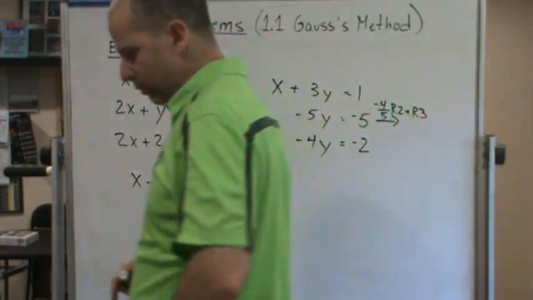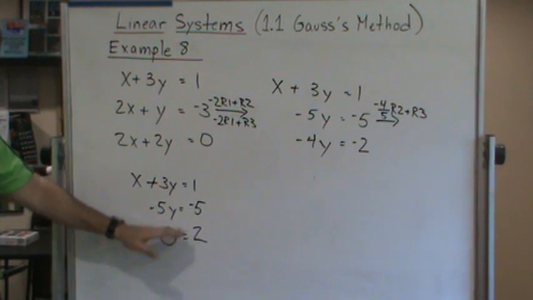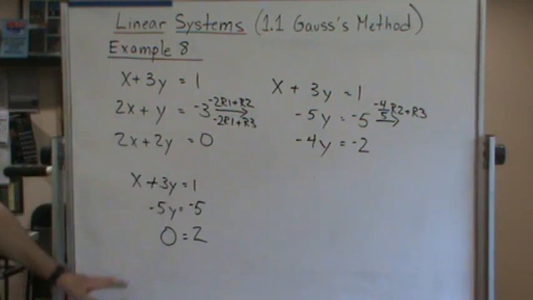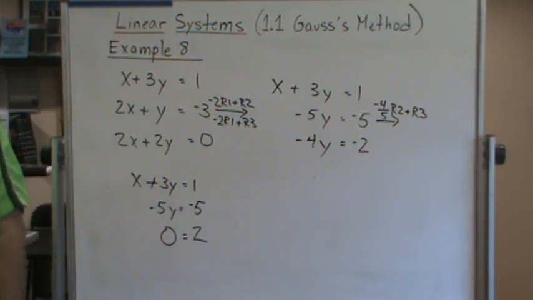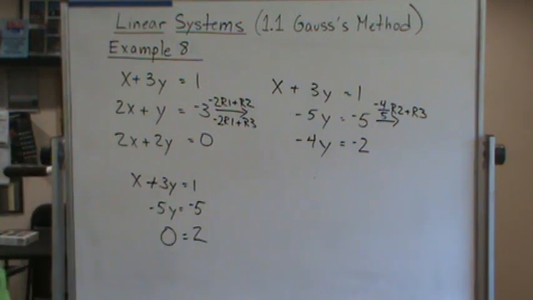But what about this one, 0 equals 2? Well, what does that mean? That's a false statement. 0 equals 2 is always false. And so what does this mean? It means that for this system of equations, there is no value of x and y that will make them true. Okay, so this is the empty set. There is no solution to this system of equations. And that's it. So if you ever get this, where you've got a false statement, there is no solution to the system, and you're finished.